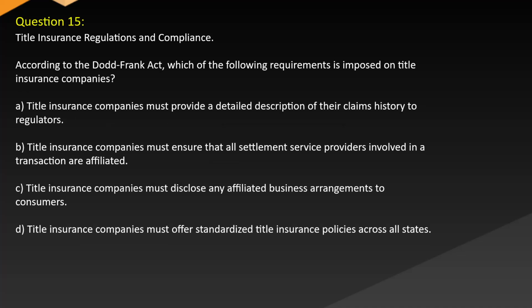Question 15. Title insurance regulations and compliance. According to the Dodd-Frank Act, which of the following requirements is imposed on title insurance companies? A. Title insurance companies must provide a detailed description of their claims history to regulators. B. Title insurance companies must ensure that all settlement service providers involved in a transaction are affiliated. C. Title insurance companies must disclose any affiliated business arrangements to consumers. D. Title insurance companies must offer standardized title insurance policies across all states.